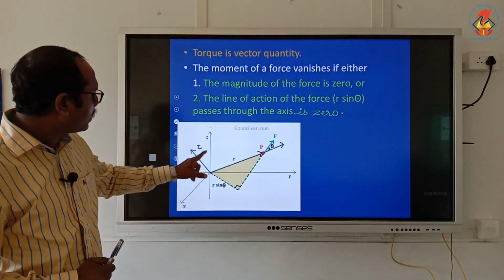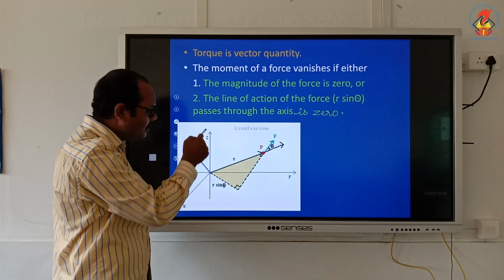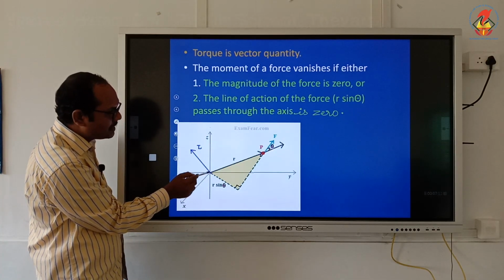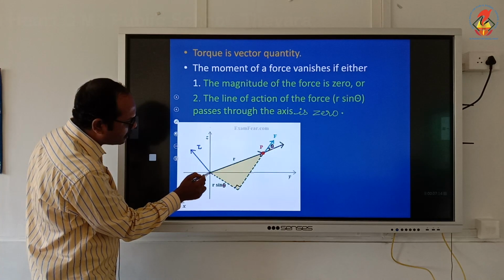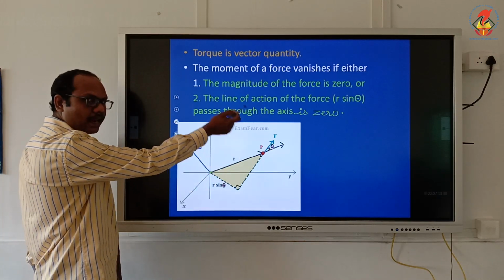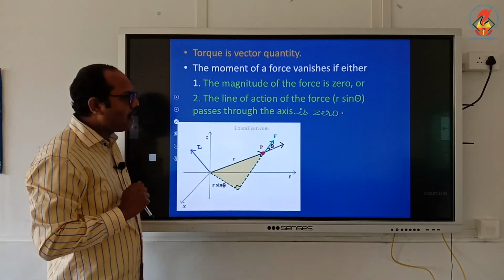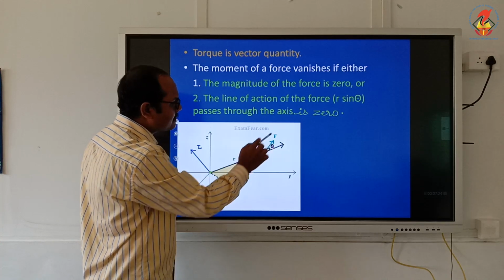Suppose, look at this figure. In this figure you can see a particle is situated here, and this particle is allowed to move in the circular path, keeping this as the center. This is the center of the circular path. So, the particle P is allowed to move in the circular path where this is the center of the circular path. I am applying a force like this.